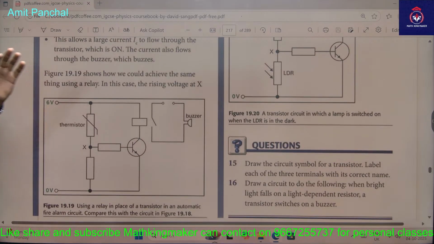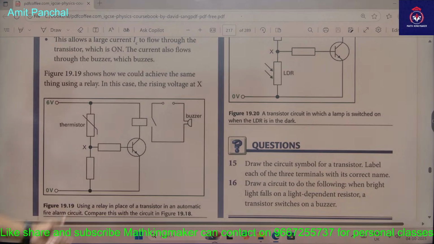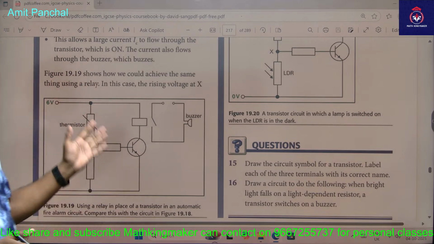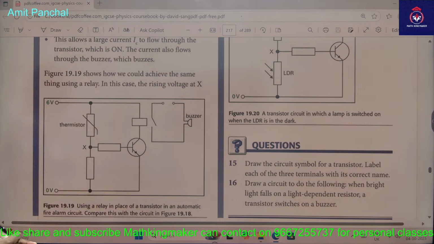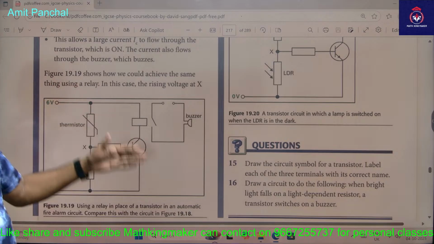As we have seen once we were studying the thermistor, what happens if we connect a relay over there? Yeah, it will turn on. It will turn on as the current flows into the thermistor.